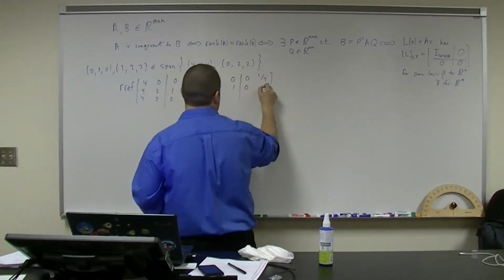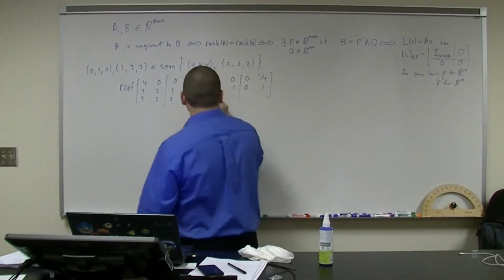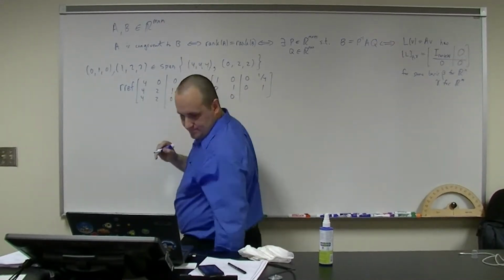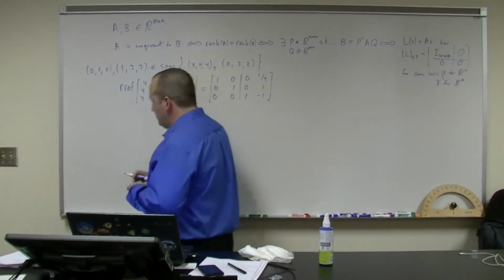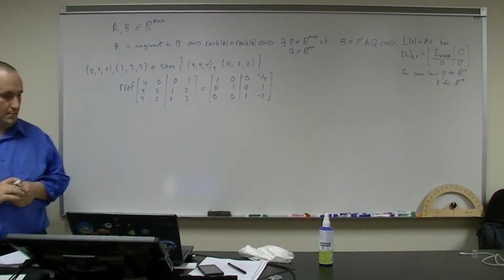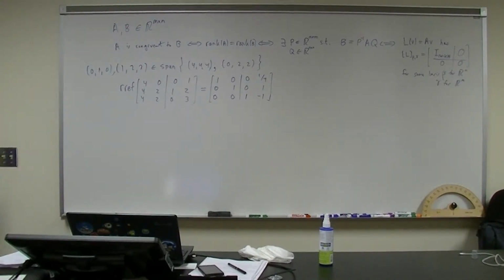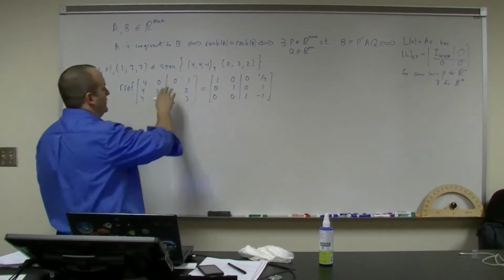1/4. 0, 1, 0, 1. 0, 0, 1 and minus 1. Well, good news. The answer is no. Neither of these are in the span. And that's because you have 0 equal to 1 and 1 equals 0. Right, because when you really look at it, what does this really mean?